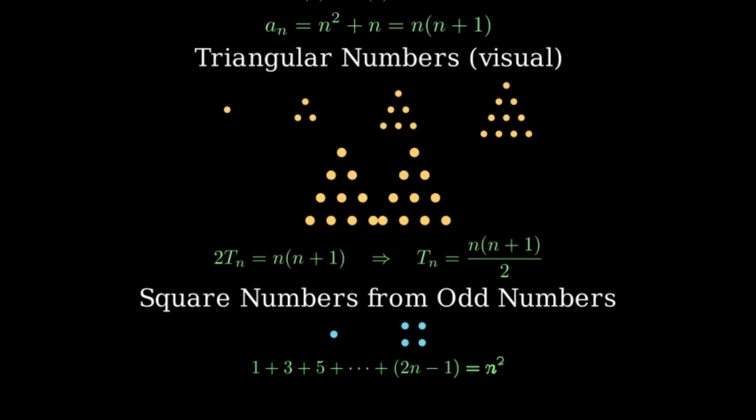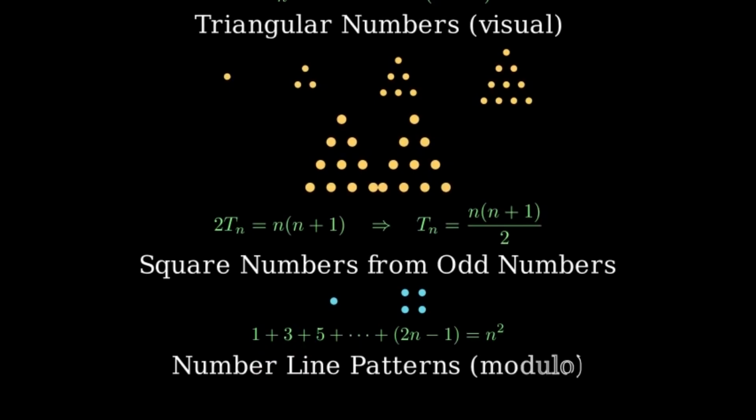Example 5. Patterns on the number line. Suppose we look at numbers that leave remainder 2 when divided by 5. These are 2, 7, 12, 17, and so on. On a number line, these points repeat every 5 units. We'll mark them and give the general formula for the nth such number.